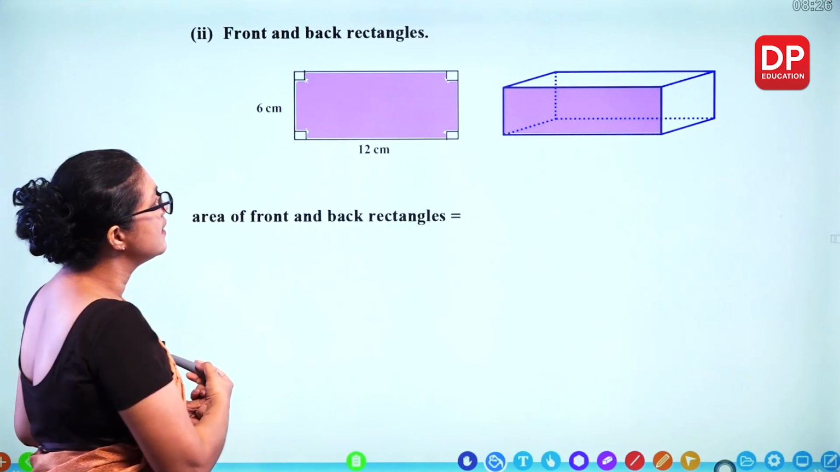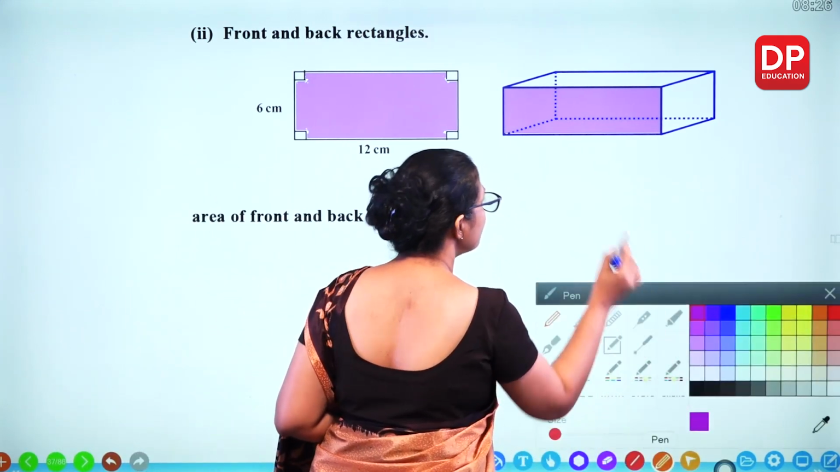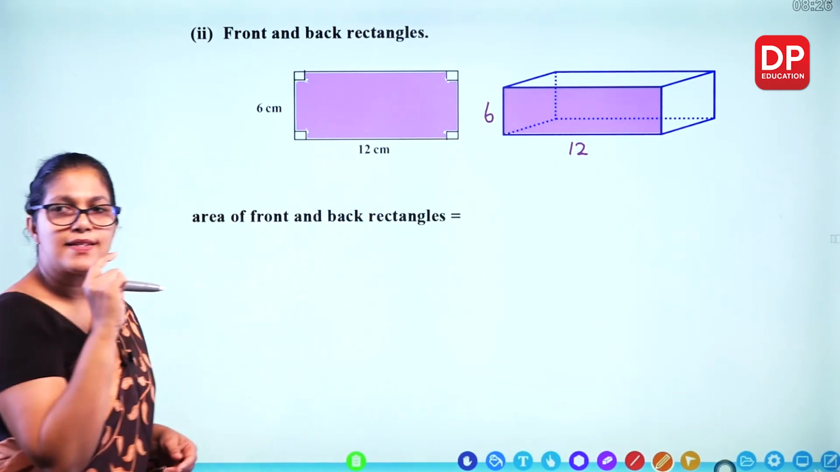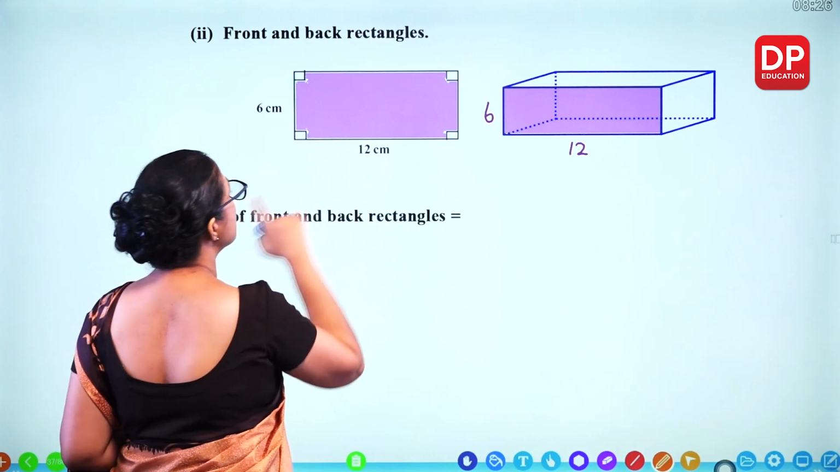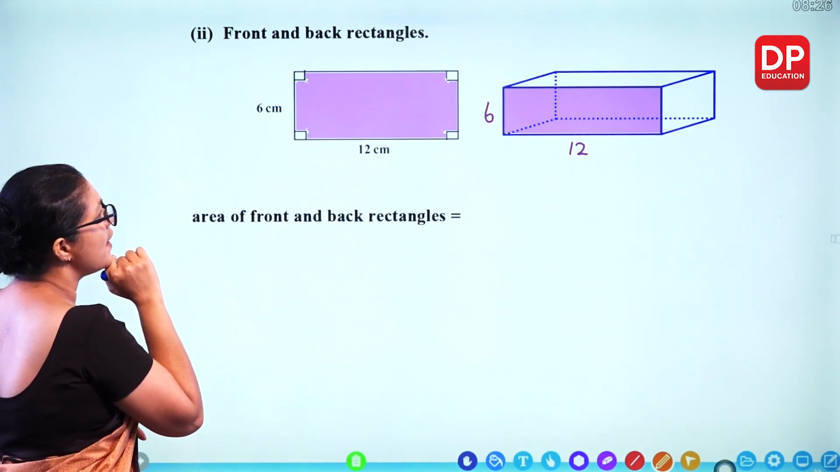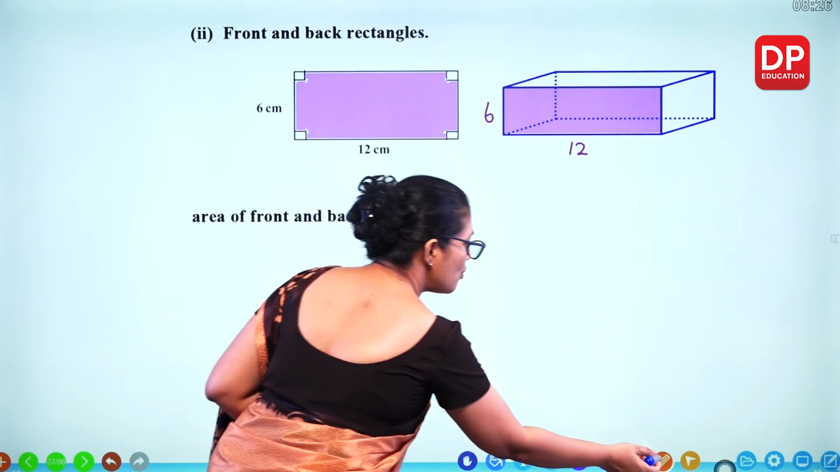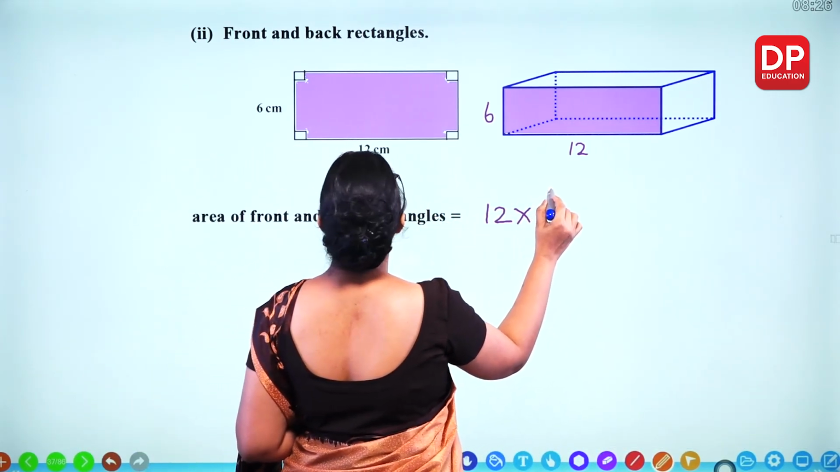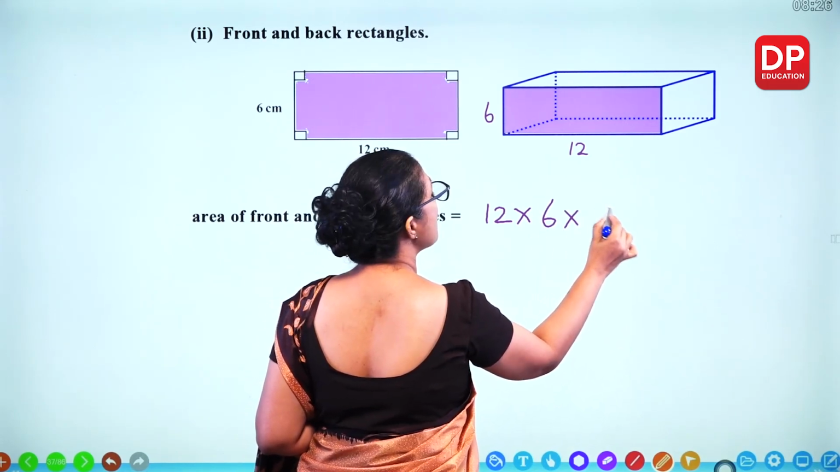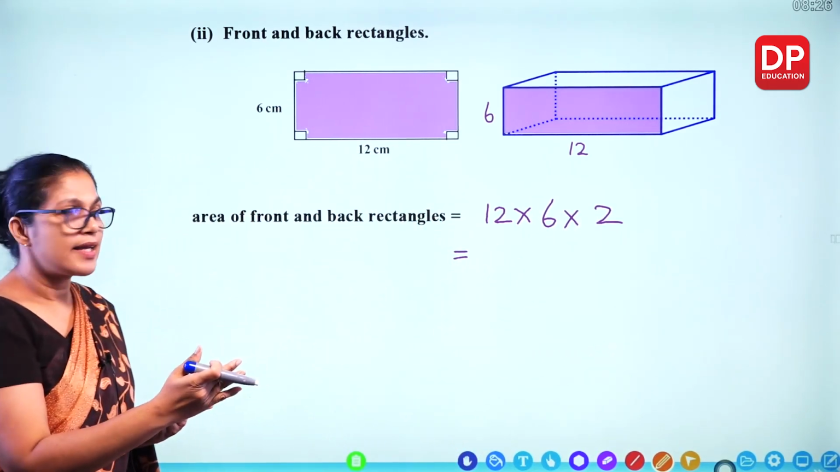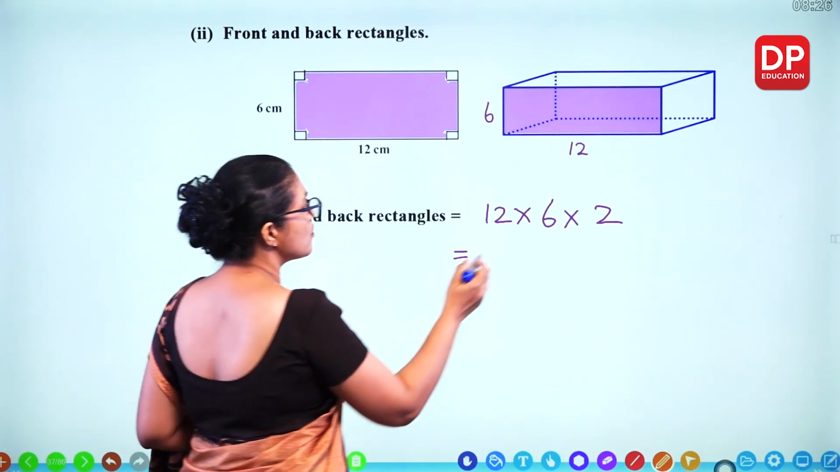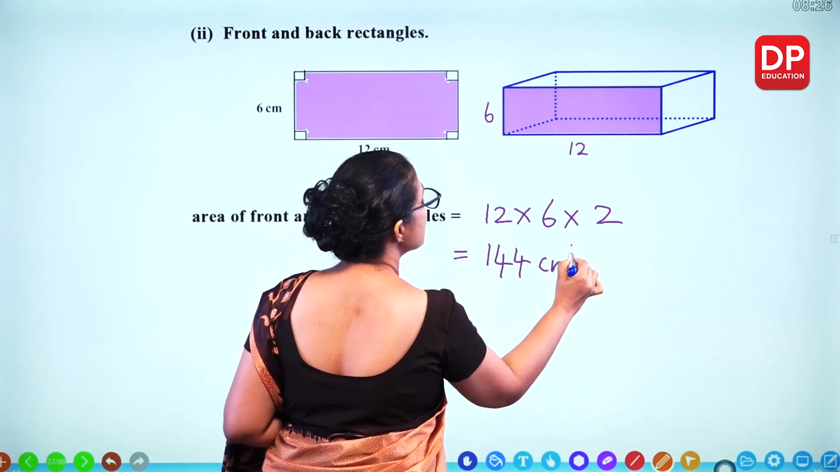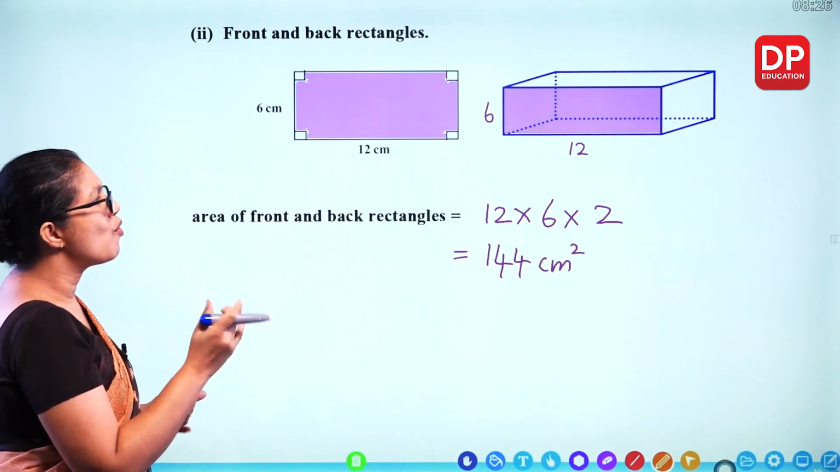So what's the length? You get 12, and here the height comes. So 12 and 6 you get as the length and the breadth of that rectangle. So multiply by 2, because you get the same rectangles front and back. 6 times 2, 12, 12 times 12, 144 square centimeters. So we have now done 4 sides.